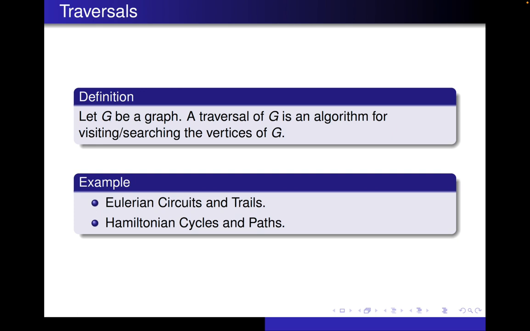And I want to emphasize the point that a traversal does not have to be a walk. We don't have to hop from vertex to vertex by edges. All we have to do is make sure that we visit all the vertices.